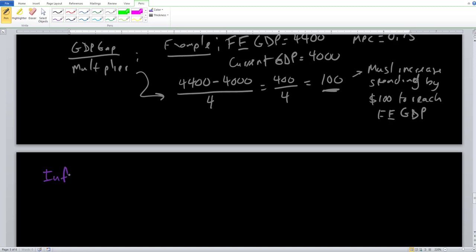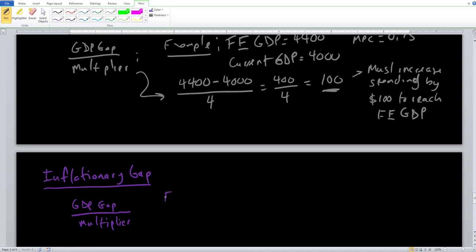So here, take a look at the inflationary gap. Once again, this is going to be the same exact formula. We have the GDP gap divided by the multiplier. But this is going to be a negative number. If you come up with a positive number, you know it's going to be a recessionary gap. If it's a negative number, you know it's going to be the inflationary gap.